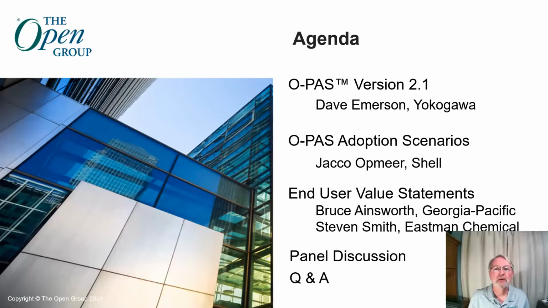I'll start off talking about the upcoming release version 2.1, and Jaakko Opner from Shell will talk about some adoption scenarios that he sees. And then we'll have end user value statements from Bruce Ainsworth with Georgia Pacific and Stephen Smith with Eastman Chemical. Then we'll wrap up with panel discussions and question and answers.